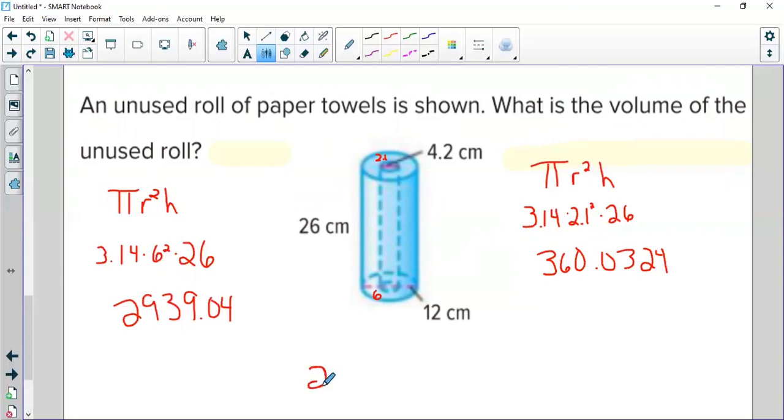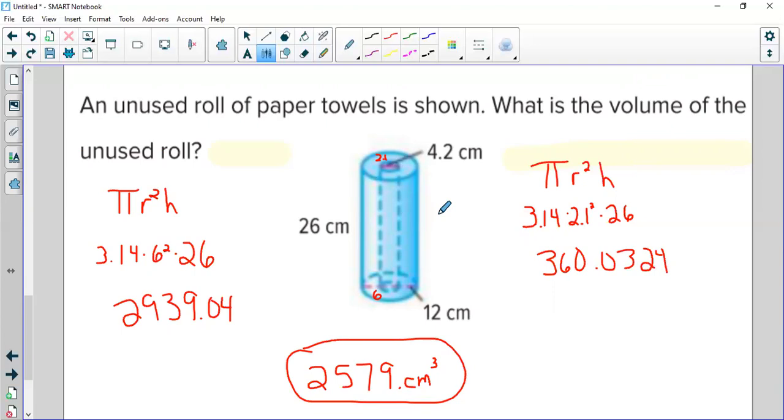Well, let's see. It's 2579. They don't tell me what to round to. And after the point, it's 0.00. So guess what? I'm going to call it 2579. I'm going to label that with my centimeters and my cubic units. And there's my volume. Just take a second and think, am I going to add these volumes together, or am I going to subtract them because there's a piece missing? And it's a simple one step at a time. All right, good luck.